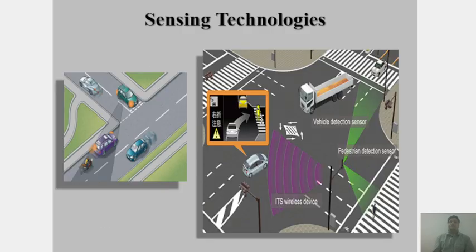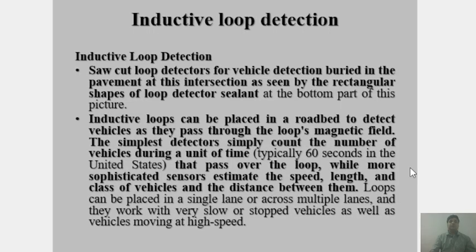So we are taking the help of sensors like RFID or different types of sensing cameras, where we build different connections on the road so that we can detect things on the road. This is called the vehicle detection sensor. If a pedestrian is there, then we use pedestrian detection sensors. So we use different wireless devices on the road for sensing technologies. This is about the sensing technologies. About the inductive loop, we will see in the next class.